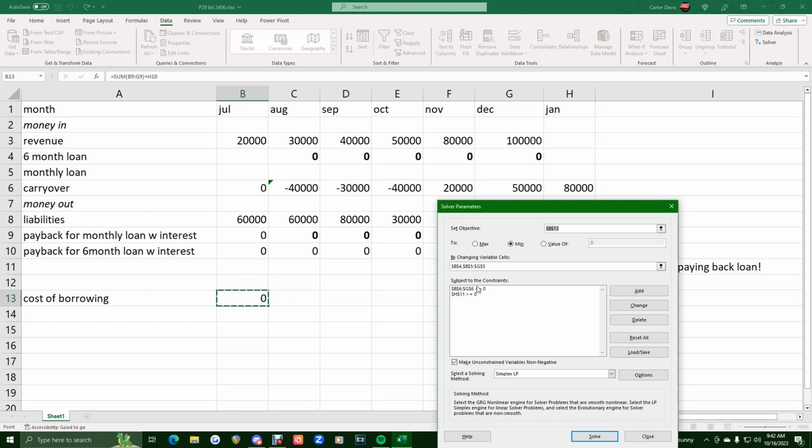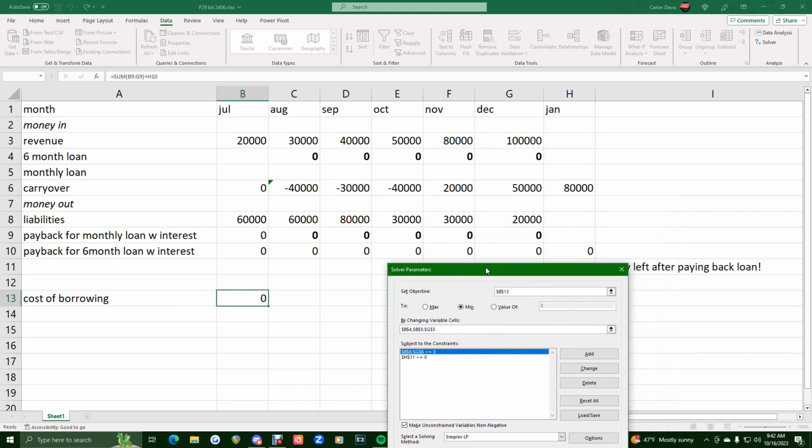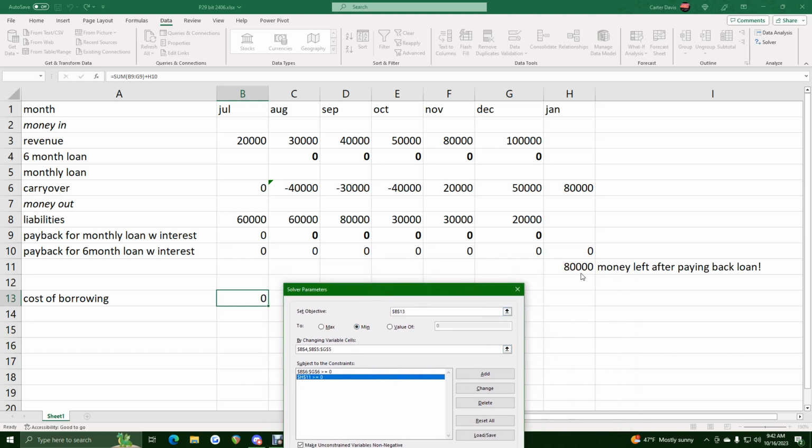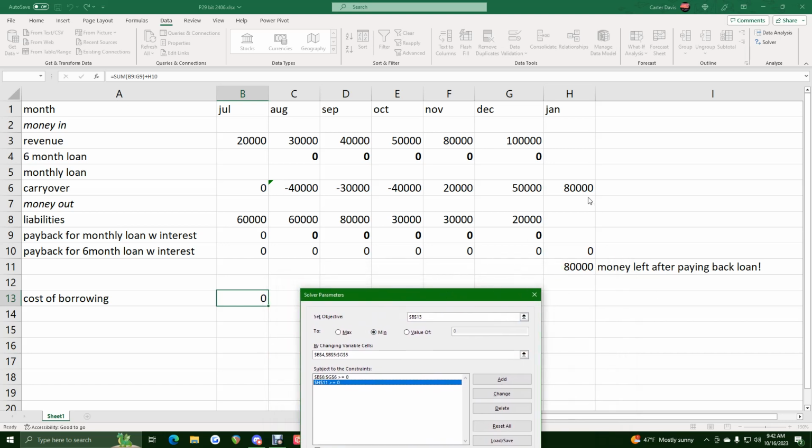Okay, so now B6 through G6, those are the carryovers. Again, all of these carryovers have to be greater than or equal to 0. That's another way of saying the money coming in has to be greater than or equal to the money going out. And then I also set H11 greater than or equal to 0. In other words, that was what we were talking about here.